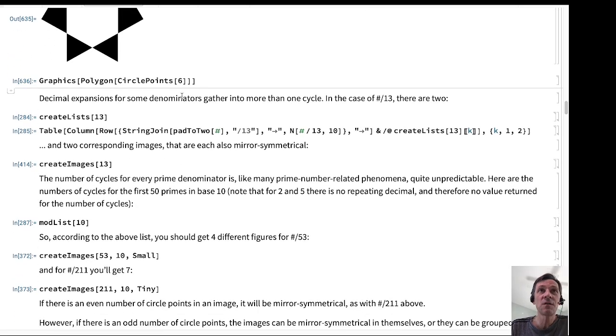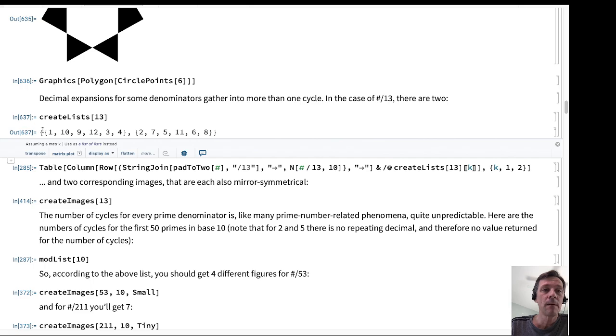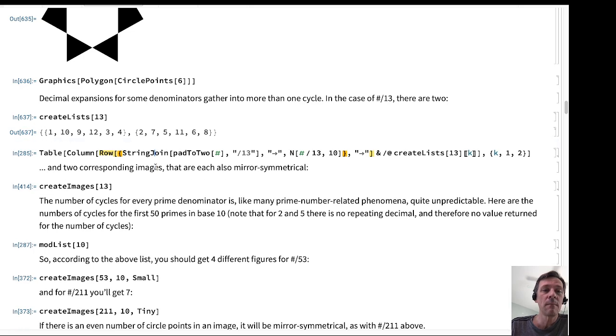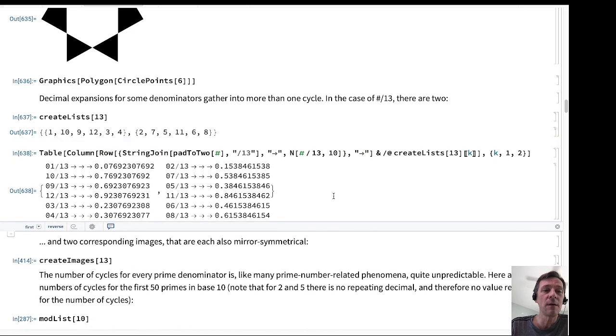Decimal expansions for some denominators gather into more than one cycle. For example, in the case of denominator 13, there are 2 cycles. Okay, and this is basically the same. Let me just show you that in the way that you're used to seeing. 1/13 is 0.076923 repeating. 10/13 is 0.76923 repeating.